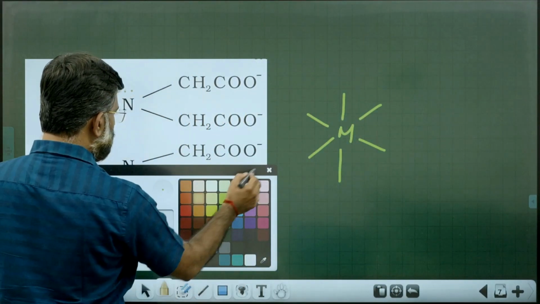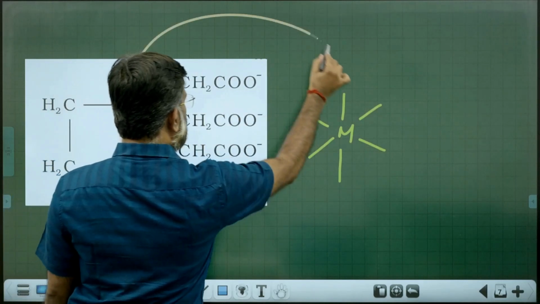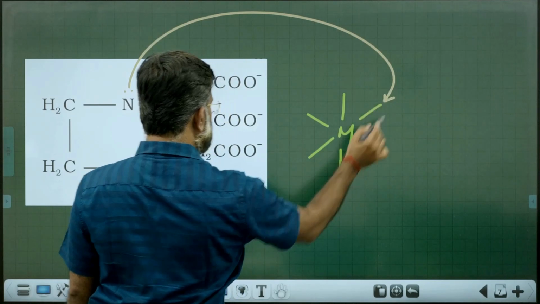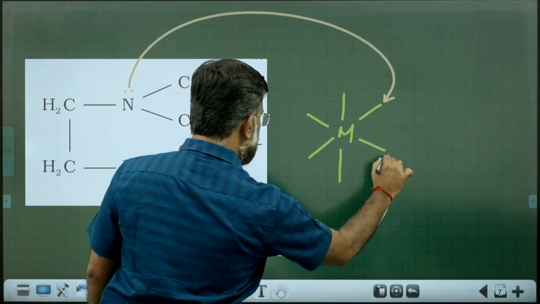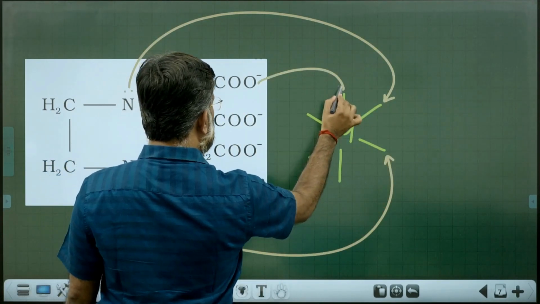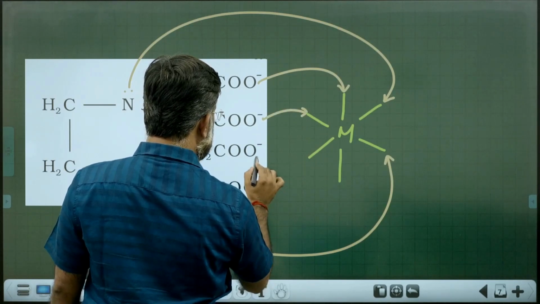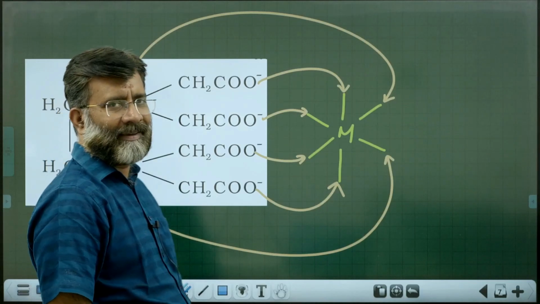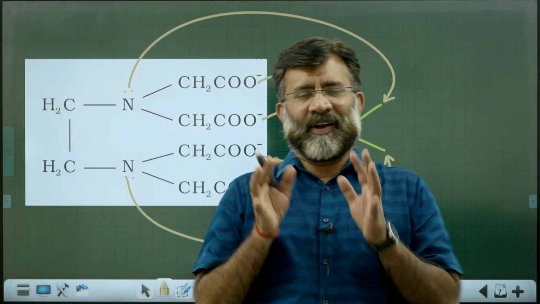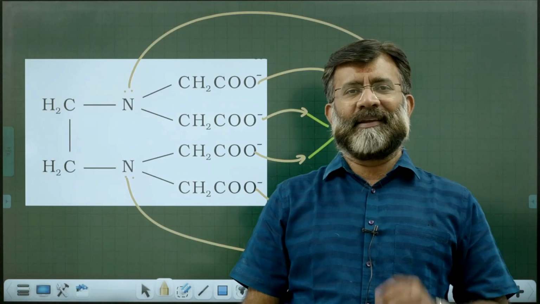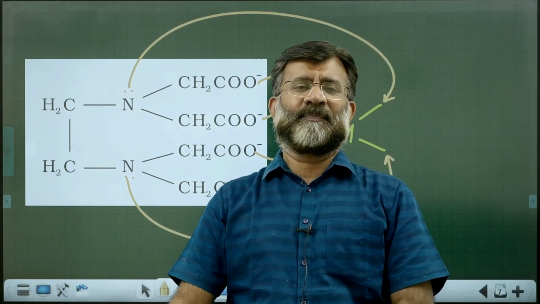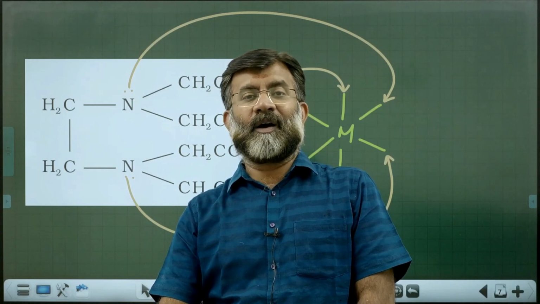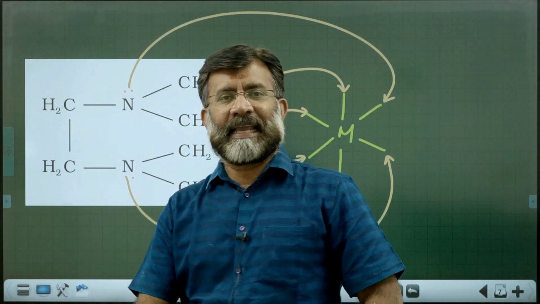How is it possible? Look at this. Just imagine this bonding over here. This is binding here. This is binding here. And this is binding here. You look at that. One EDTA can make a binding, 6 binding at a time. The coordination entity will make hexa coordination. It is hexadentate.